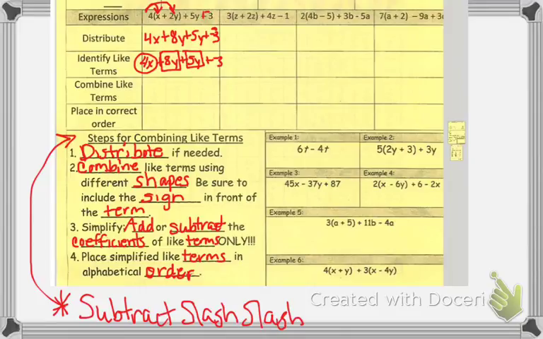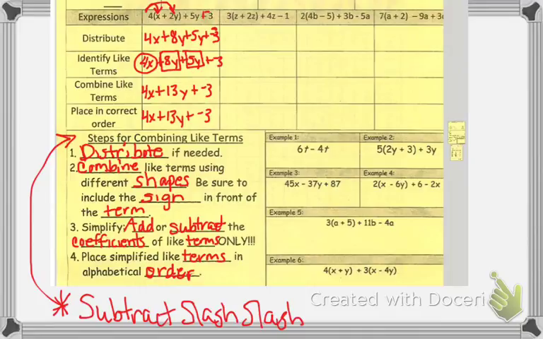Now when we combine our like terms, I combine all my circles. I only have the 4x. I combine my y's. I have 8y plus 5y, which gives us 13y, and then plus my negative 3. The last step is to make sure it's in ABC order of the variable, and this one happens to be. So 4x plus 13y plus negative 3.